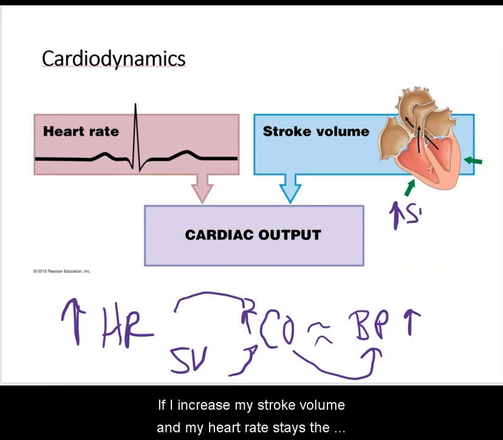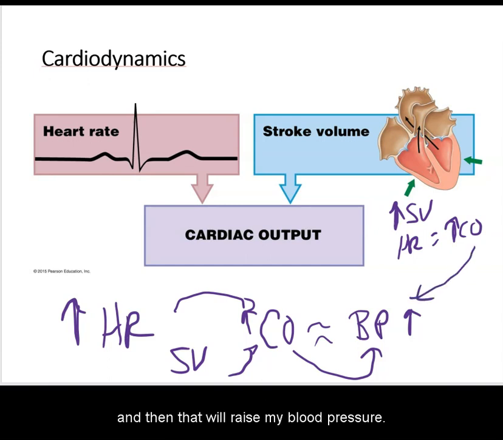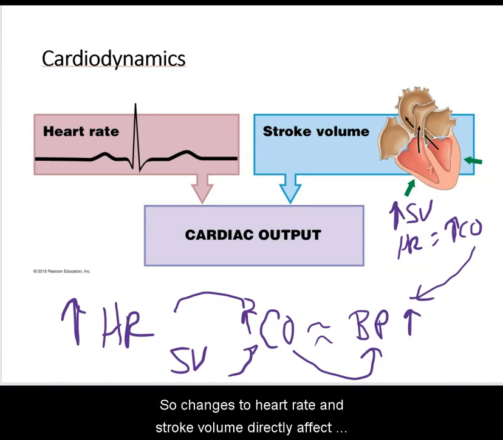If I increase my stroke volume and my heart rate stays the same, well, that's going to raise my cardiac output, right? And then that will raise my blood pressure. So changes to heart rate and stroke volume directly affect cardiac output.